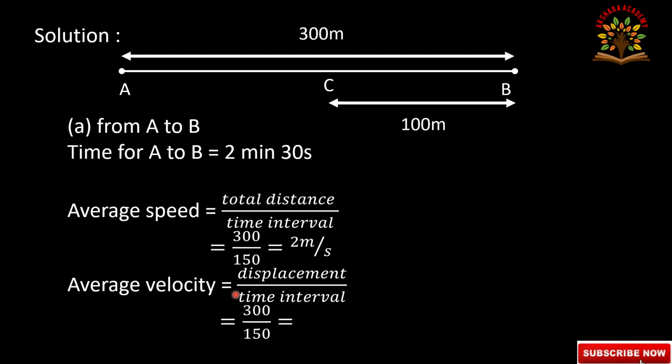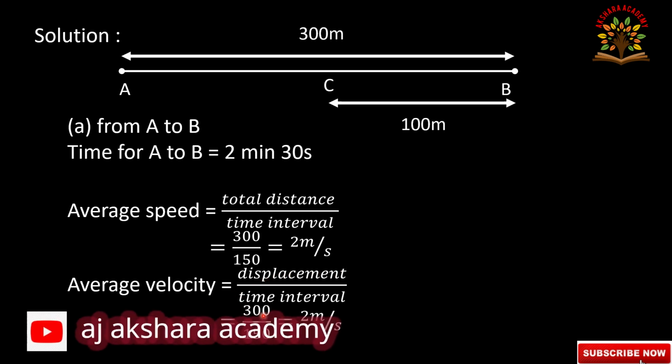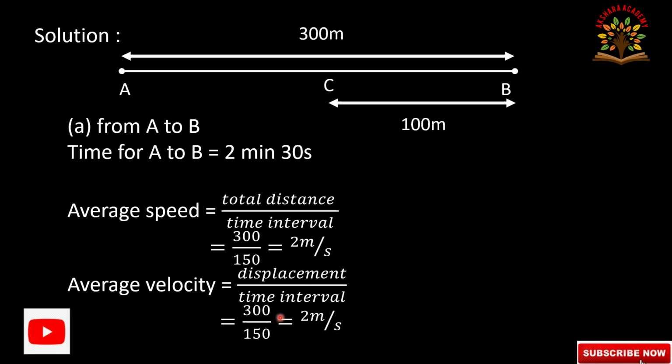Average velocity is equal to displacement by time, total displacement by total time interval. 300 by 150, 0 0 cancel, 15 1 15, 2 meters per second. Next go to the second one, from A to C.